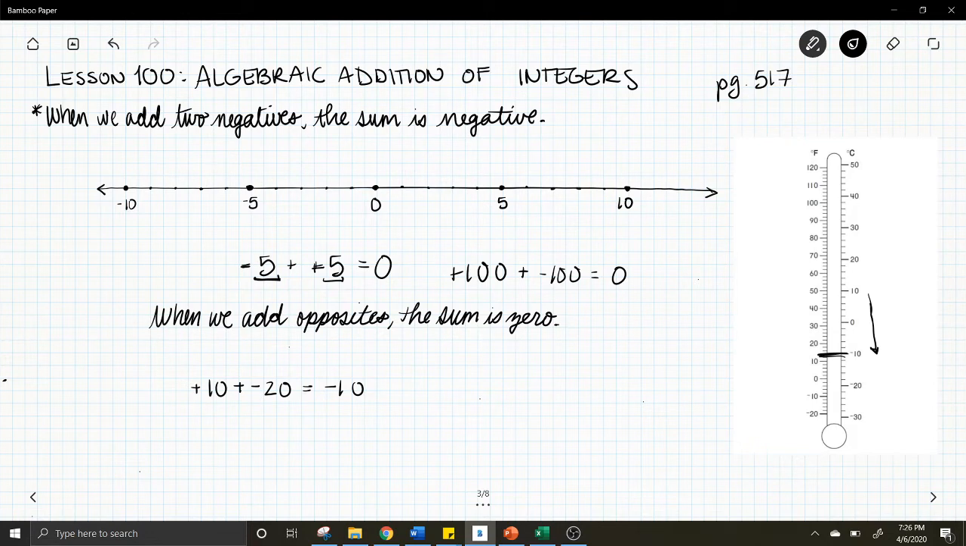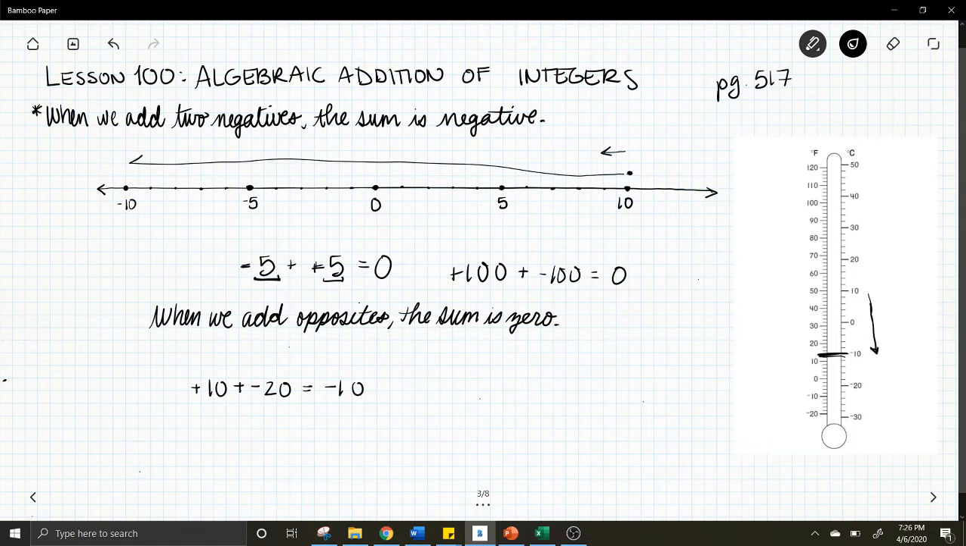So if I said positive 10 minus 20, so remember when you subtract, you go this way. So if I said positive 10 minus 20, you would know that your answer would be a negative number if you visualized the number line in your mind. So that's one thing to consider as we go through this.